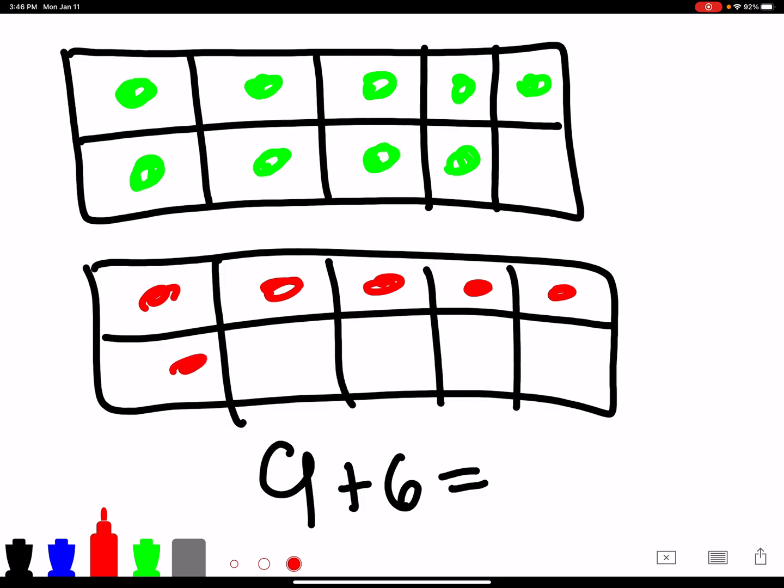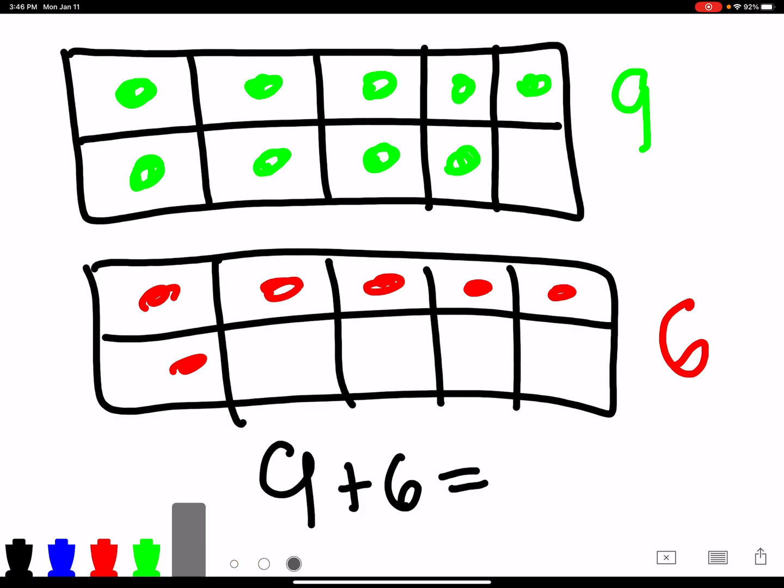But how will we combine those together? So we have 9 on the top and then 6 down here. But we're trying to figure out how we combine those numbers together to try to figure out if we put 9 and 6 together, what do we get in total?